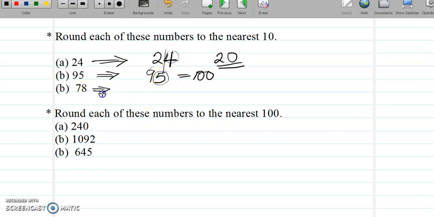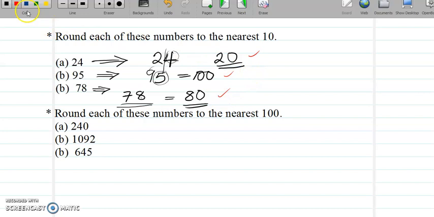The same way this one, 78, if you are asked to round this to the nearest 10, the number it ends with is greater than 5. So I'm going to round it up. Rounding it up, I'll take 1 here. 7 plus 1 will now be what? 80. So this is how we solve the problem.